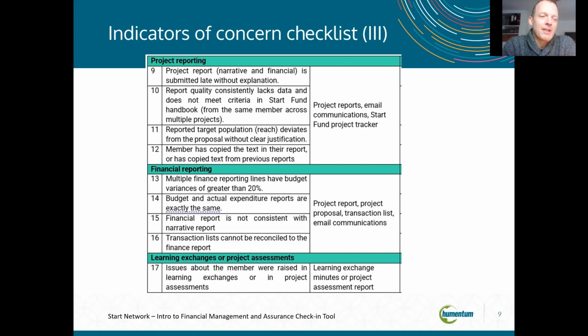So identifying some of these issues doesn't necessarily mean there's something wrong at the member. It could just be part of the learning and growth at the Start Network member. These are issues that the Start Network assurance team want to work with members to improve: the quality of project reporting, the quality of financial reporting, or the quality of project management or managing of consortiums. So the check-in is a supported process of learning and growth with a member to help them work on some of these issues that have been causing concern.